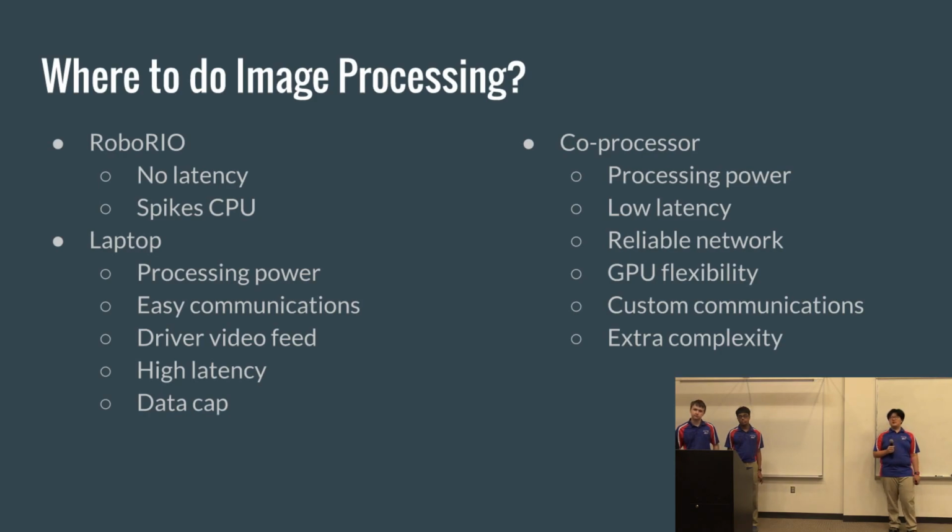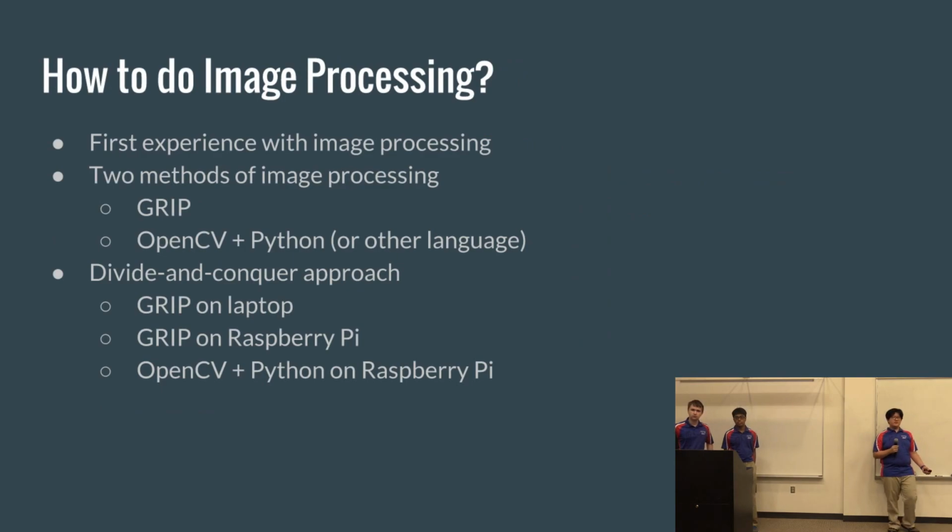Ultimately, we decided to use the coprocessor because of the lower latency and the more processing power it gave us. More specifically, we chose to use the Raspberry Pi because the Raspberry Pi was both inexpensive and available for us. So how do we actually do the image processing? Now that we know where to do it on, how do we do it?